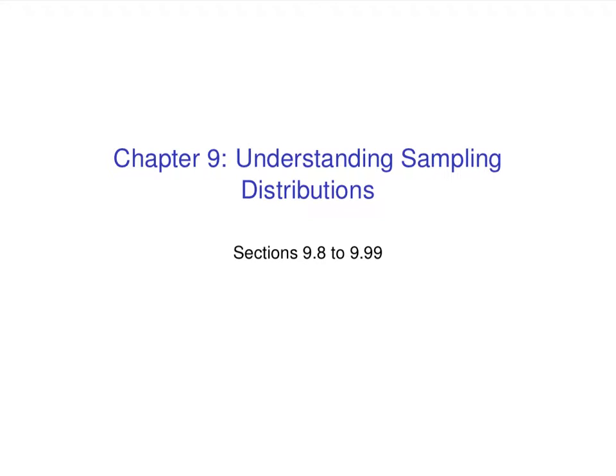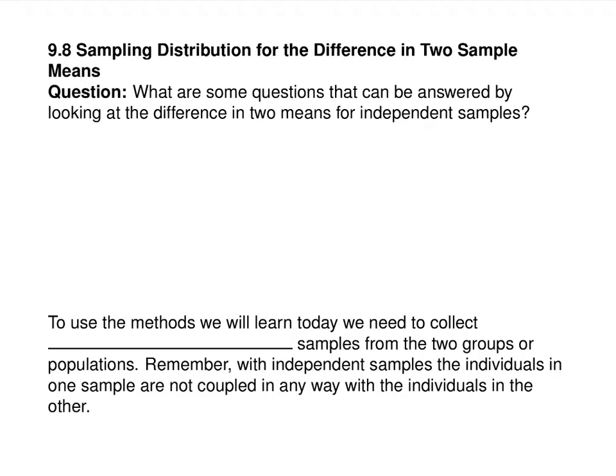In this lesson, we are going to finish our study of sampling distributions. So the final sampling distribution that we have to talk about is the difference in two sample means. And the first question I have for you is, what are some questions that could be answered by looking at the difference in two means for independent samples?